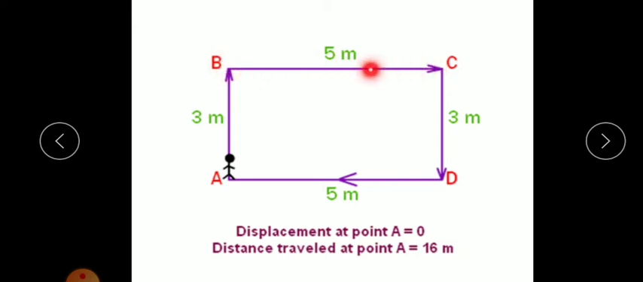So total length is 8 meters, is it? So 8 plus 3, 11. 11 plus 5, 16. So 16 meters is the distance traveled by the child.